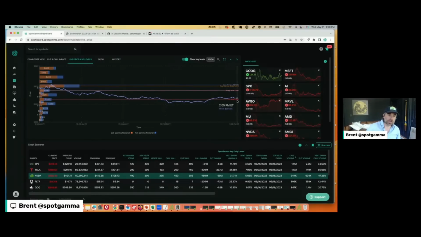So our put wall is a strike that we think has a support to it. We have some statistical evidence on this on our site if you go to SpotGamma.com. But we would look for some support here after NVIDIA is just kind of cooling off.